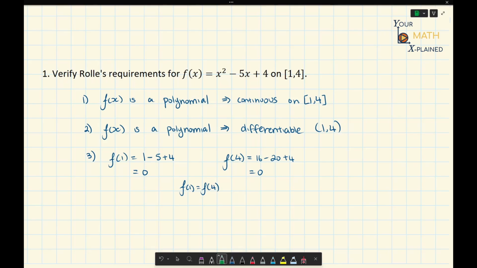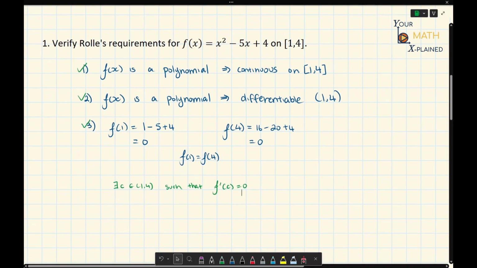So therefore, all three conditions of Rolle's theorem have been satisfied. So this means there exists a c in the interval 1, 4 such that f prime of c is equal to 0. And in fact, we can actually find that.